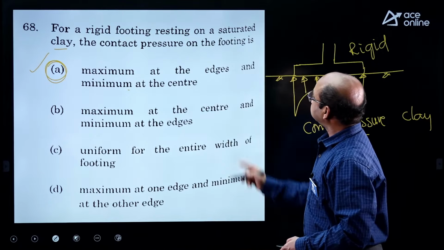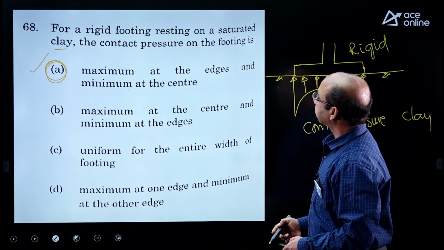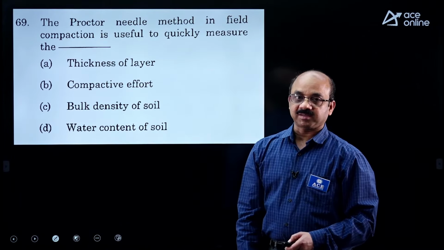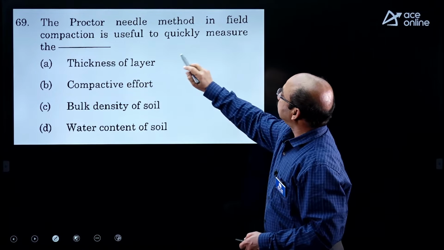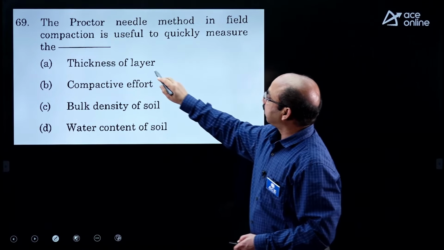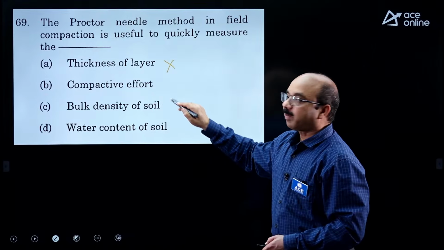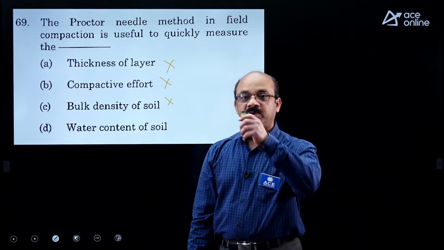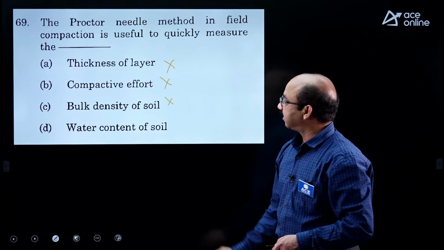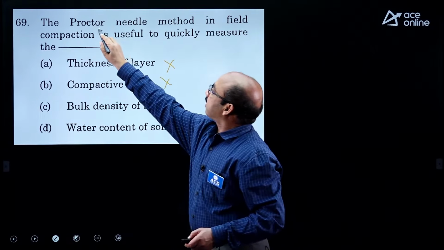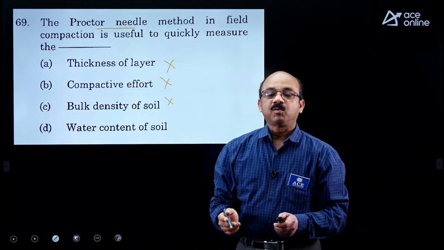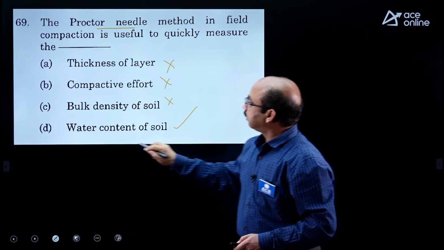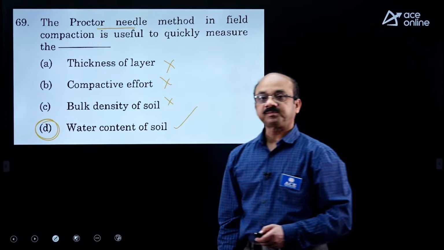The next one is the Proctor's needle method in the field compaction. Remember, it's a field compaction. Useful to quickly measure thickness, no. Compaction effort, no. Bulk density, no. We may use it to get dry density, but not bulk density. Yes, you must be knowing that Proctor's needle is basically used to measure the placement water content. It gives approximately the water content. Therefore, the answer is D.